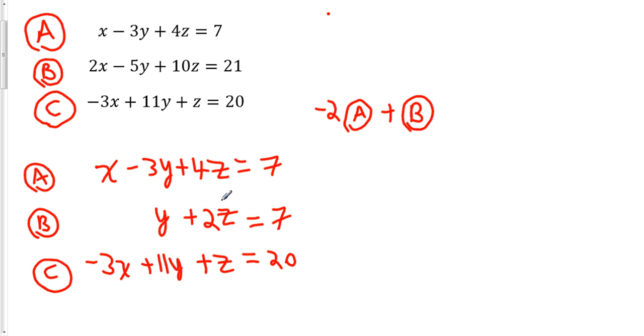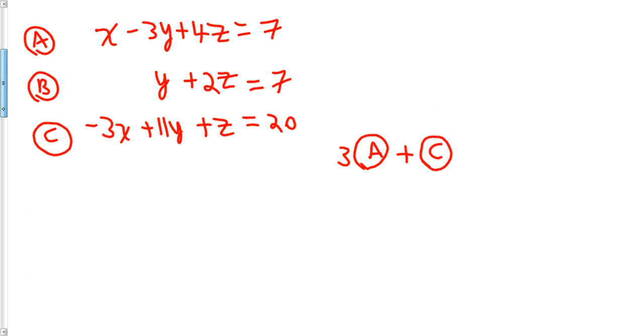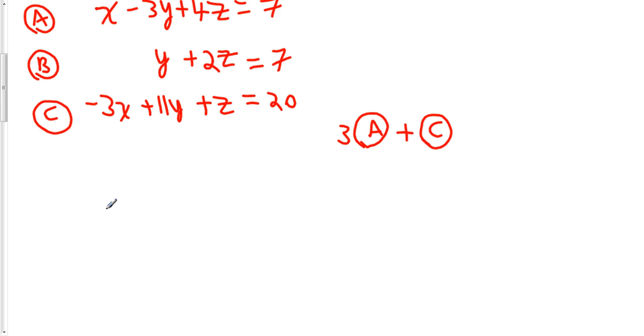All right, now I also want to get rid of the x down here. So if I want to get rid of that x, I need to change its coefficient from 1 into +3. So I'm going to take the first equation, equation A, multiply by +3 so I can get +3x, and I'm going to add that to equation C. All right, so equations A and B are going to stay the same.